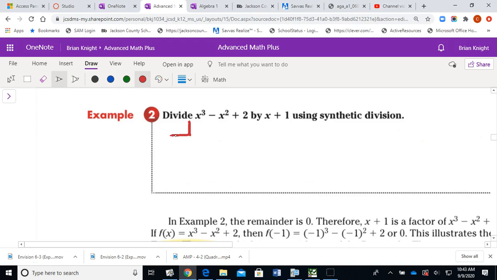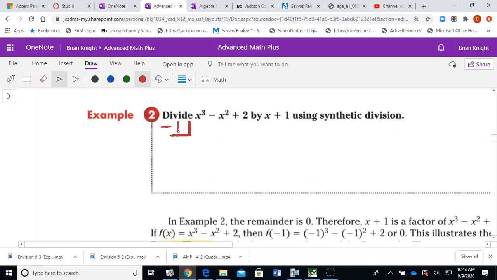X plus 1, we're seeing if it's a factor, but we're going to use the root. If x plus 1 is a factor, what would be the root? -1. That's what goes in the box. You always put the root in the box, not the actual thing you're dividing by. And to get the root is simply doing the opposite of whatever you're dividing by.